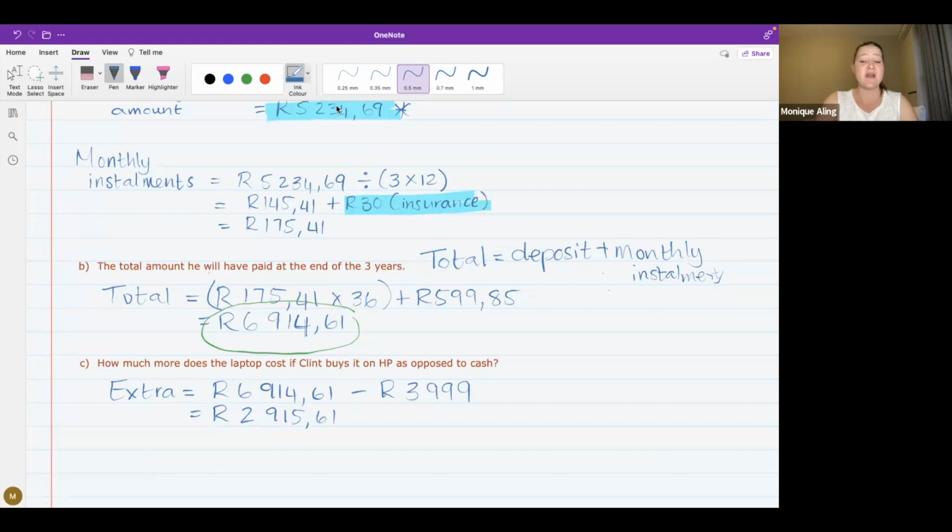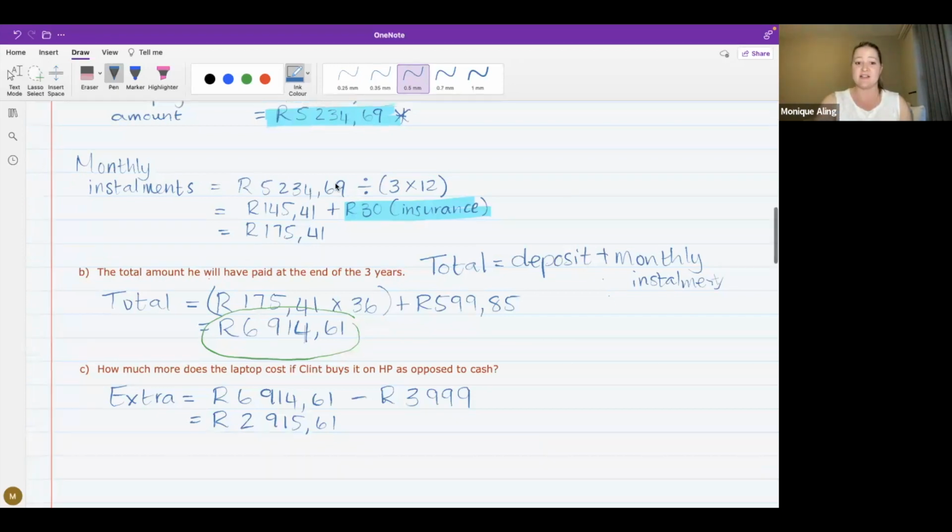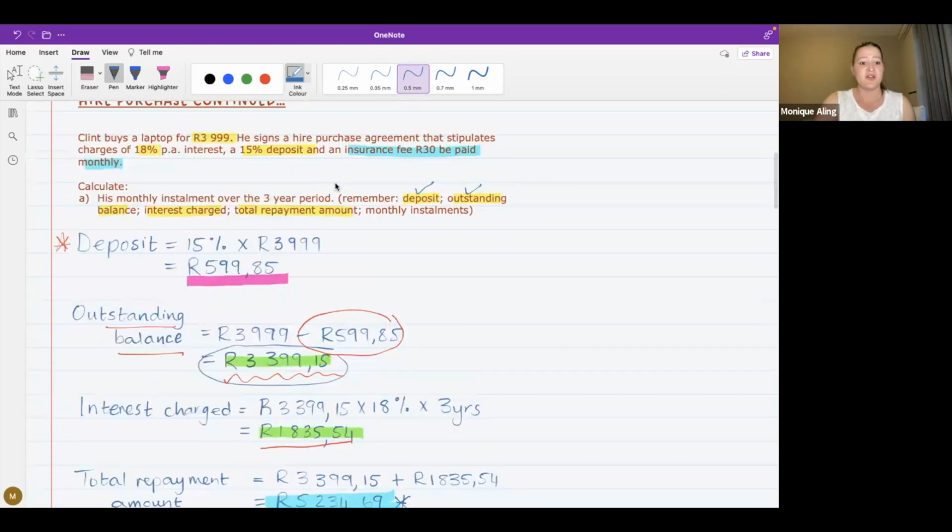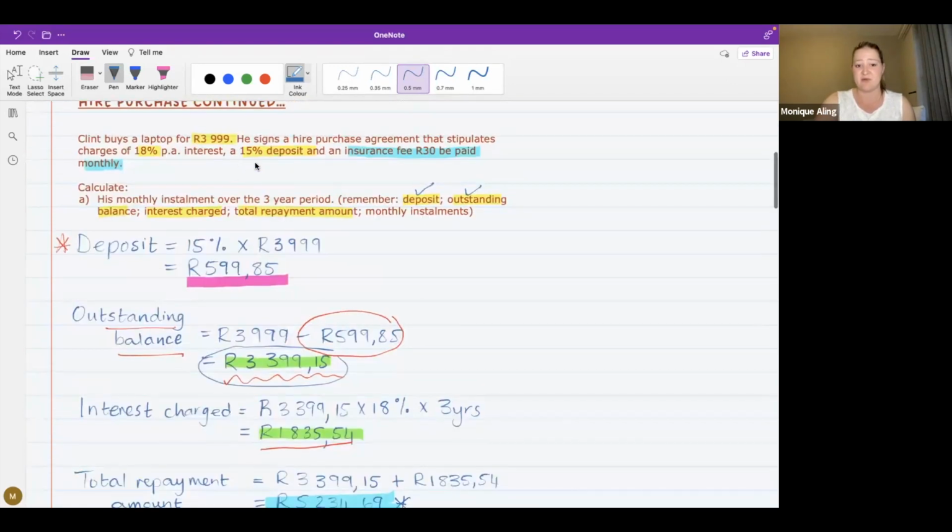Okay, so just a quick breakdown or summary of what hire purchase is. You use hire purchase when you cannot afford to buy something in cash. So that means whoever you're buying from will generally require you to pay a deposit, which is a percentage of the amount. In this scenario, the person who Clint was buying the laptop from wanted a 15% deposit. So he had to put 15% up front, which means he had to pay pretty much 600 Rand straight away. After that, what is left over, he's going to pay over 3 years. Every single month, he's going to pay a little bit towards it.